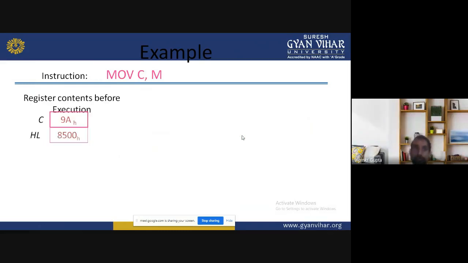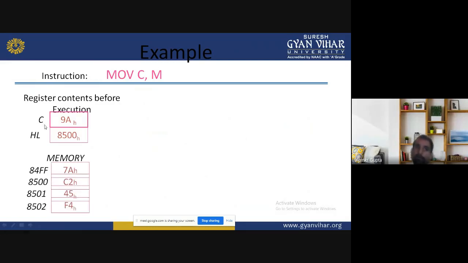Move C comma M. It means whatever data is in the memory, and which memory have we chosen? We have chosen the HL pair. The HL pair data works as a memory address. That address will have some data, and that data is transferred to the register C. One example is given here.